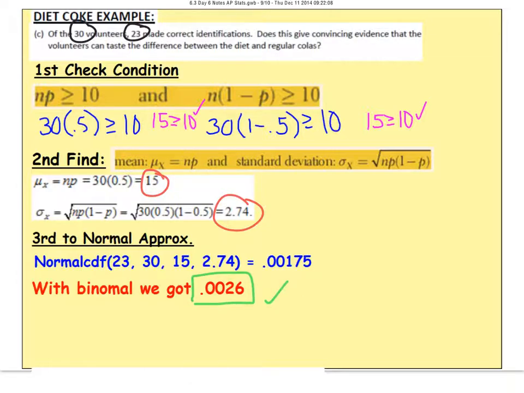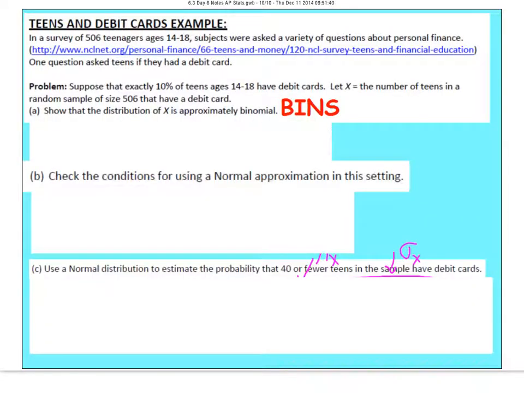Binomial is the most accurate, but again, if you check your condition, the AP board is going to be okay with this approximation. Let's do one last example, teens and debit cards. In a survey of 506 teenagers ages 14 to 18, subjects were asked a variety of questions about personal finance. One question asked is if they had a debit card. Suppose exactly 10% of those teens said they have a debit card.